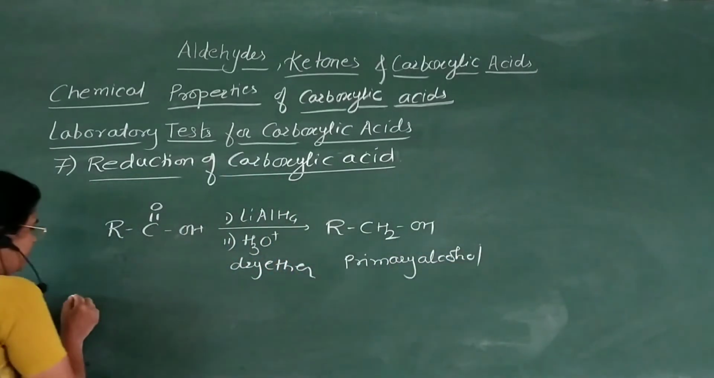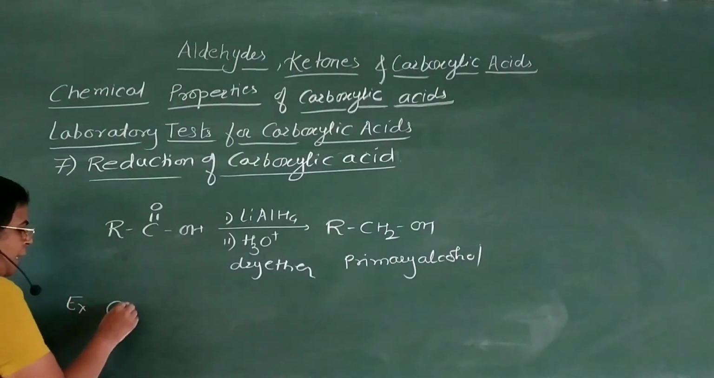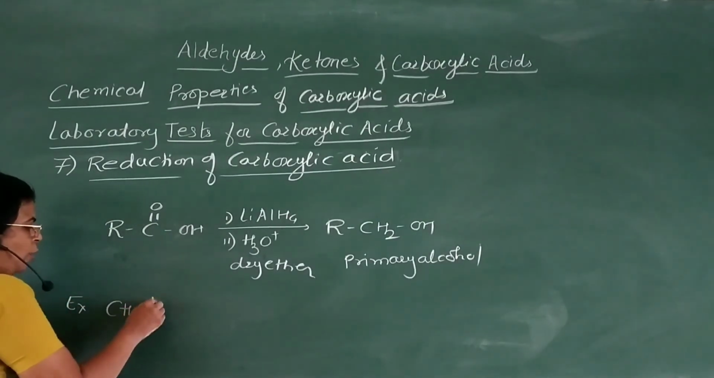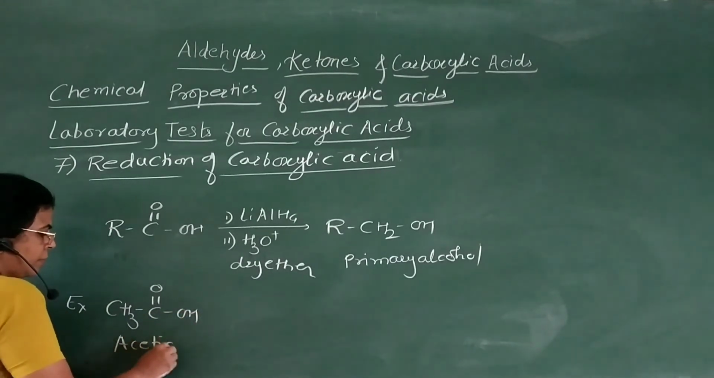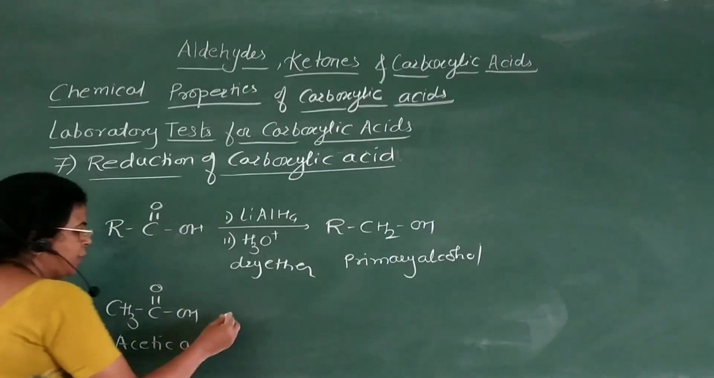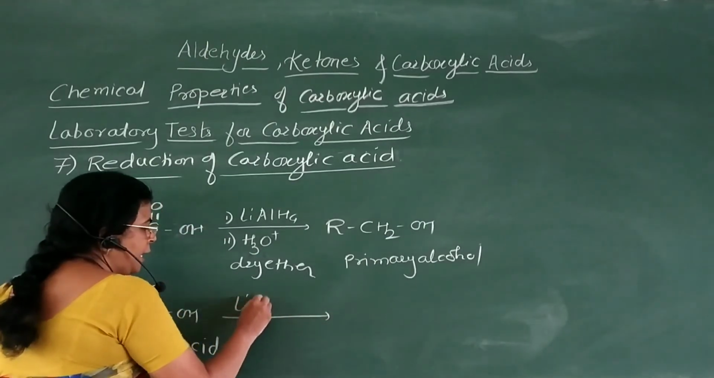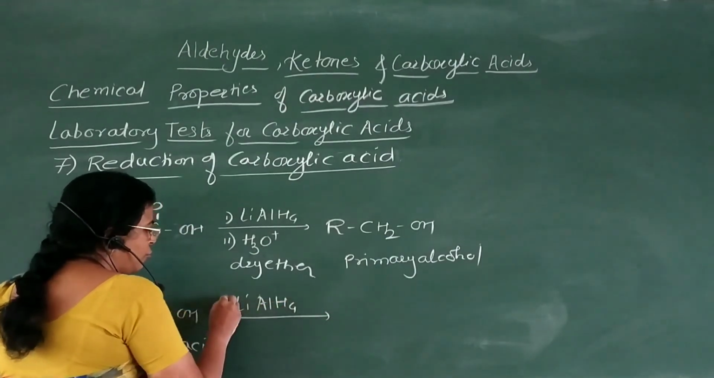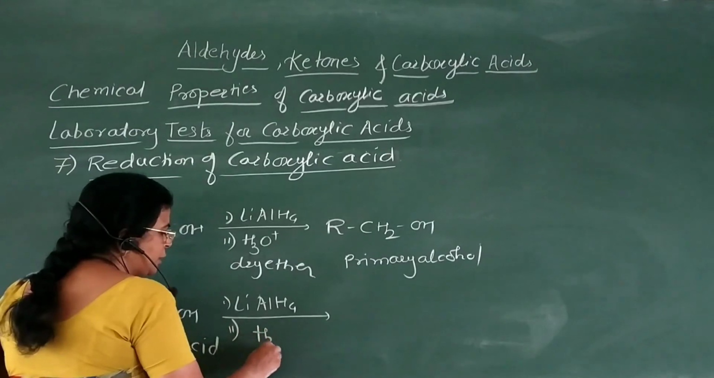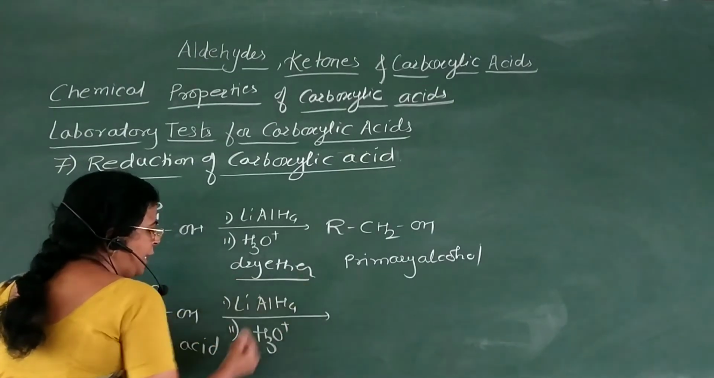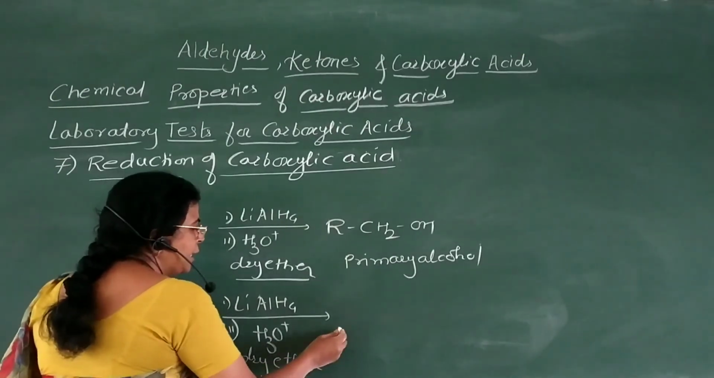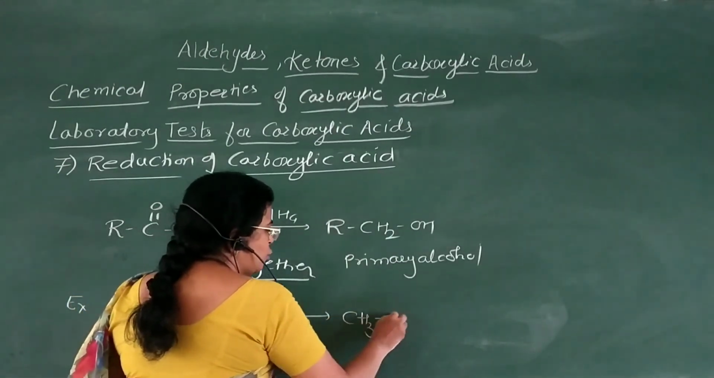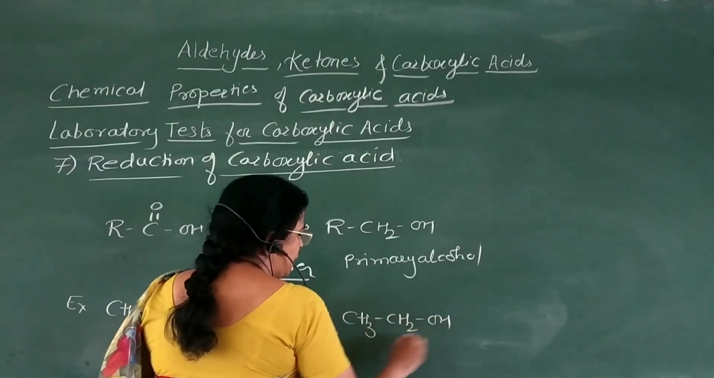For example, if we carry out the reaction of this acetic acid, this is acetic acid, when it is treated with LiAlH4 followed by acid hydrolysis in presence of dry ether, then we'll get CH3CH2OH, that is ethyl alcohol.